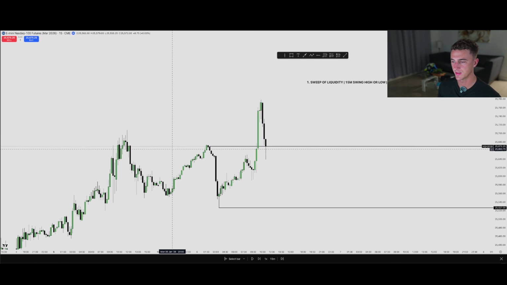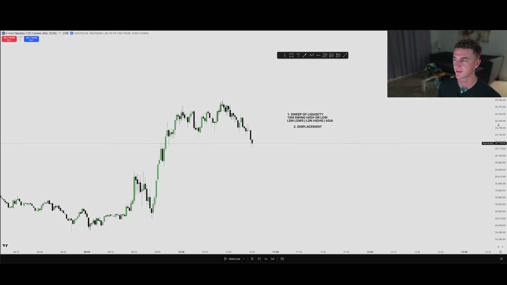Now, if we zoom out as well, we can see 8 p.m. to midnight. This was the highest high here. We also swept Asia highs. So we've swept Asia highs, we've also swept London highs, and we've also swept a 15-minute buy side liquidity level. So looking at the 15 time frame, everything to me right now is screaming bearish. Okay, I'm looking for a reversal.